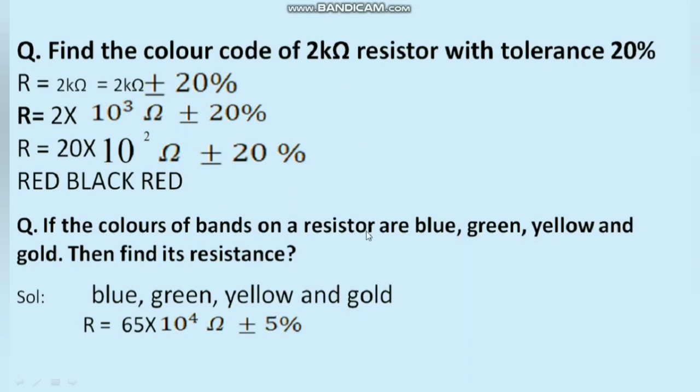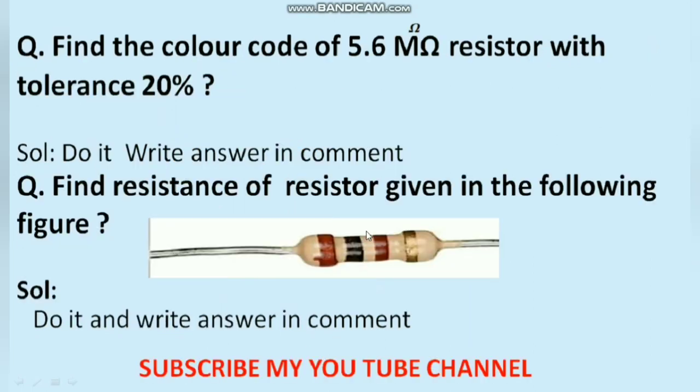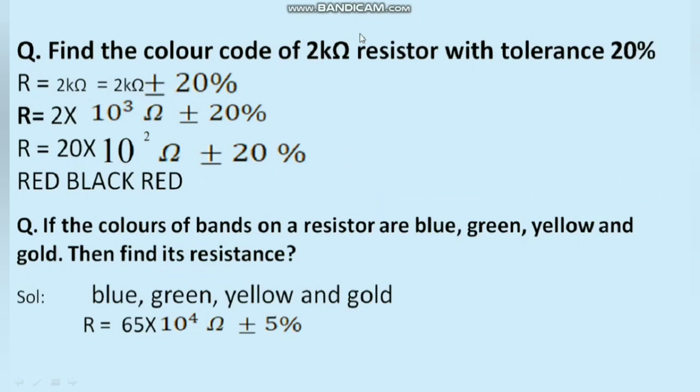Okay, and let us go for some homework. Look here. You can find out the color code of the 5.6 mega ohm resistor with tolerance 20%. Okay, and 5.6 mega ohm, how to find out the resistance? It is similar to the first example. First you have to convert it into two digits and a multiplier.